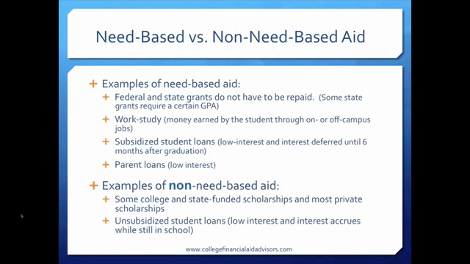Also, need-based aid could be in the form of that self-help money we talked about, the subsidized student loan. A subsidized student loan is a low-interest loan that's in the student's name. Each year, if the student is eligible and fills out the FAFSA, then they would get a certain amount.